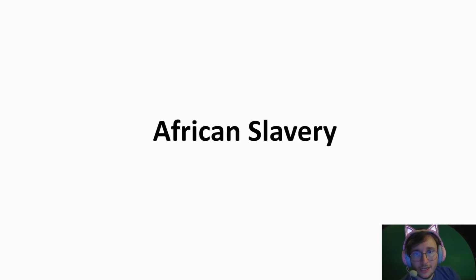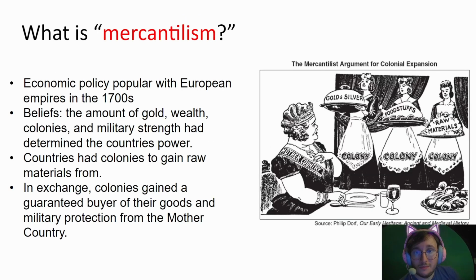Speaking of slavery, to understand the role of slavery in the middle colonies, it's important to consider the broader context of mercantilism. This economic policy, popular in the 1700s, was based on the belief that a nation's power was determined by its wealth, particularly its gold reserves and military strength. Colonies existed primarily to serve the economic interest of the mother country. They provided raw materials, which would then be turned into finished goods in the home country. The colonies, in return, were guaranteed a market for their products and received military protection from the mother country.